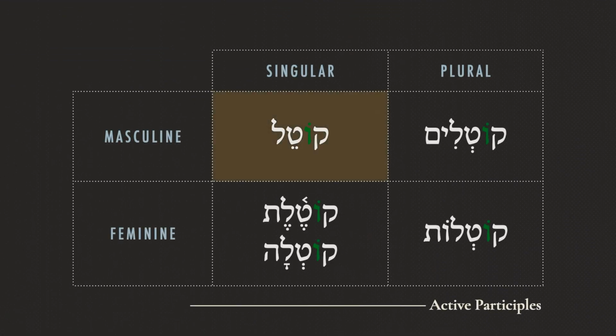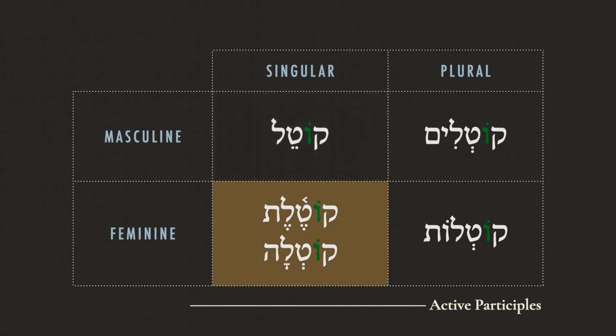Masculine singular, kotel. Now we're using the verb katal, kof, tet, lamed. That's the verb we will use for all paradigms. So the masculine singular active participle is kotel. The feminine singular has two forms. The first one is kotelet. The second is kotela, which is exactly what you would expect.